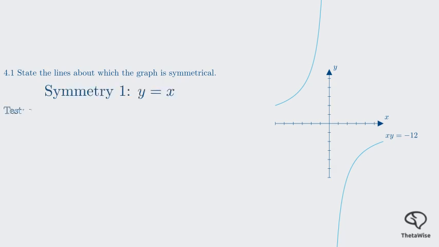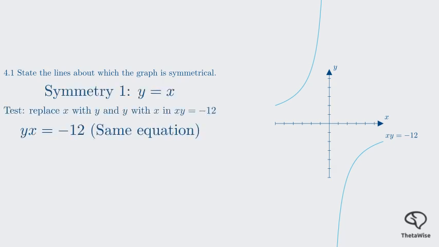Let's test this algebraically. We replace x with y and y with x. This gives us yx equals -12, which is the same as xy equals -12. Since the equation doesn't change, the graph is indeed symmetrical about the line y equals x. So our first line of symmetry is y equals x.